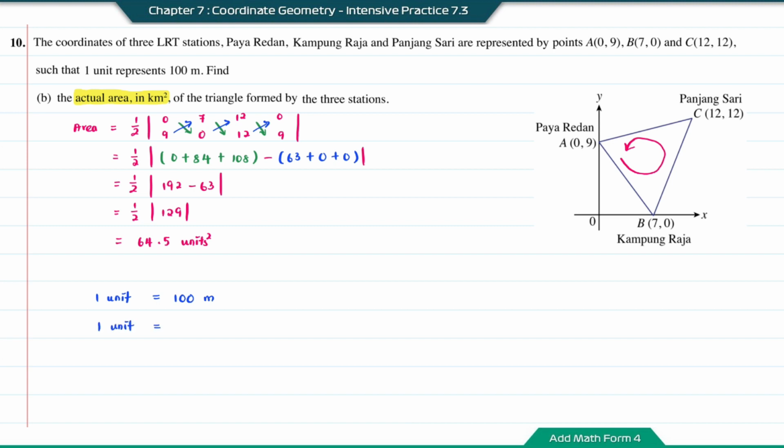Then when we convert the 100 meters into kilometers, this will be equal to 0.1 kilometer. To get the value of 1 unit square, we're going to square both sides. So 1 unit square will equal to 0.01 kilometers square. So to convert 64.5 units square into kilometers square, we're going to multiply the 64.5 units square with 0.01 kilometers square. So this is equal to 0.645 kilometers square.